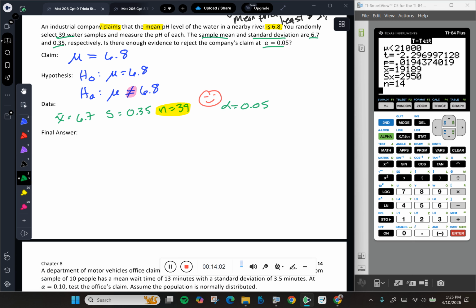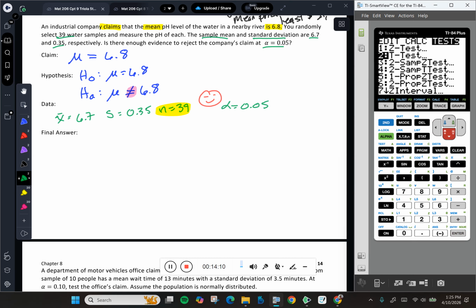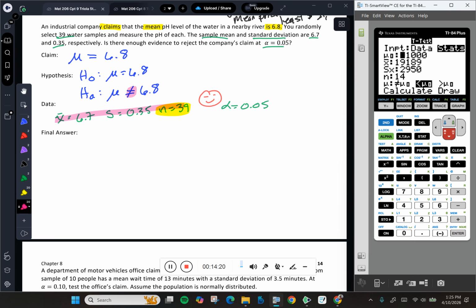Now, judging from what I needed last problem, I think we've got all the data we need to run this hypothesis test. So stats, test, t-test, because it's a hypothesis test about a mean where I know sample statistics. My mu sub 0 from the null hypothesis, the statement of equality, is 6.8. My sample mean is 6.7. My sample standard deviation is 0.35. My sample size is 39. I'm running a two-tailed test, so I'll make sure I select that, and I'll go ahead and calculate.